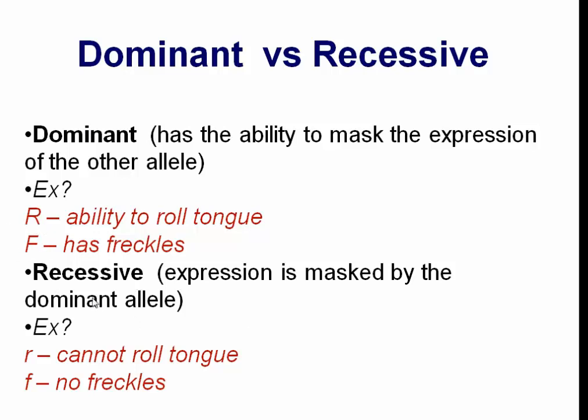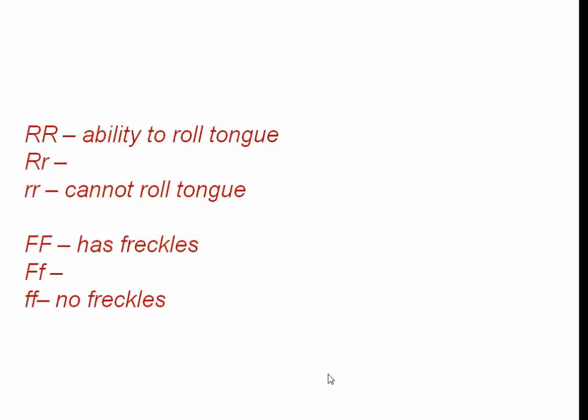Recessive. That means this is a guy that we can't see. You won't express it in your phenotype unless there's 2 of them together. So if this R is with that R, you're going to be able to roll your tongue. But if you have 2 little r's together, got one from mom, one from dad, then you cannot roll your tongue. 2 recessive f's, no freckles.